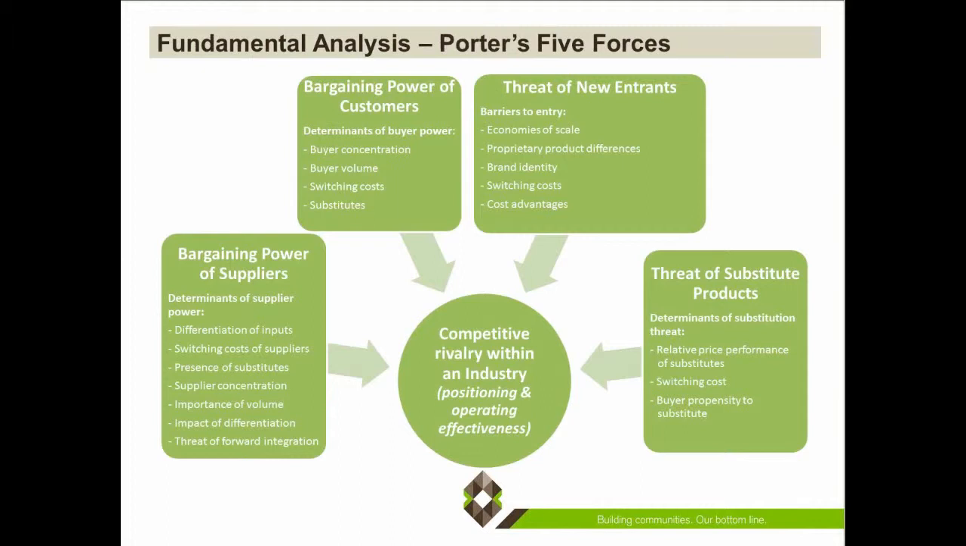Supplier concentration. Are you a price maker or a price taker? And the importance of volume. If it's a manufacturing business, and you have a lot of inputs, is it important that you are volume-based, that you can get price rebates? Impact of differentiation. What makes your product different? Again, the suppliers' product different. And the threat of forward integration. What is keeping that supplier from actually producing the same goods with the inputs that you are buying from him?